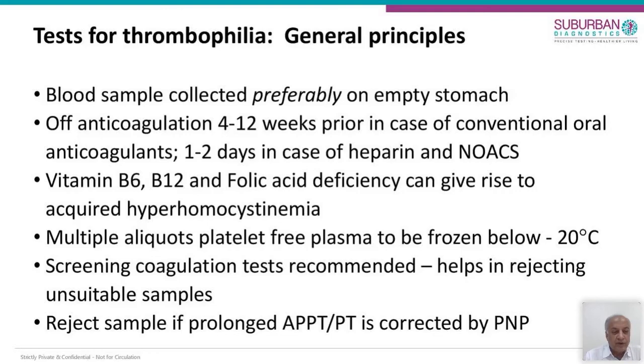Anticoagulation should be off for up to 3 months, as already mentioned, and of course 1 to 2 days for the newer anticoagulants. Hyperhomocystinemia I referred to can happen because of deficiency of these vitamins, and should be kept in mind. Multiple aliquots of platelet-free plasma should be frozen down so that you can do batch assays. Doing these assays individually is not practical and not cost effective, and therefore all labs do freeze samples down for batching them up. Screening coagulation tests recommended, as I mentioned, mainly APTT and, sorry for the mistake, PT, and look at the correction by normal plasma to infer whether the sample is suitable for going ahead with the rest of the tests or not.